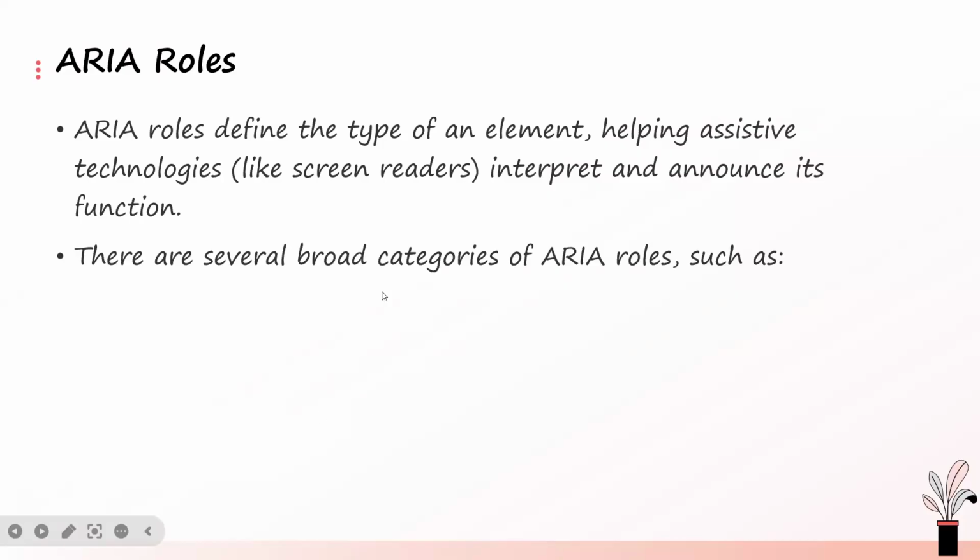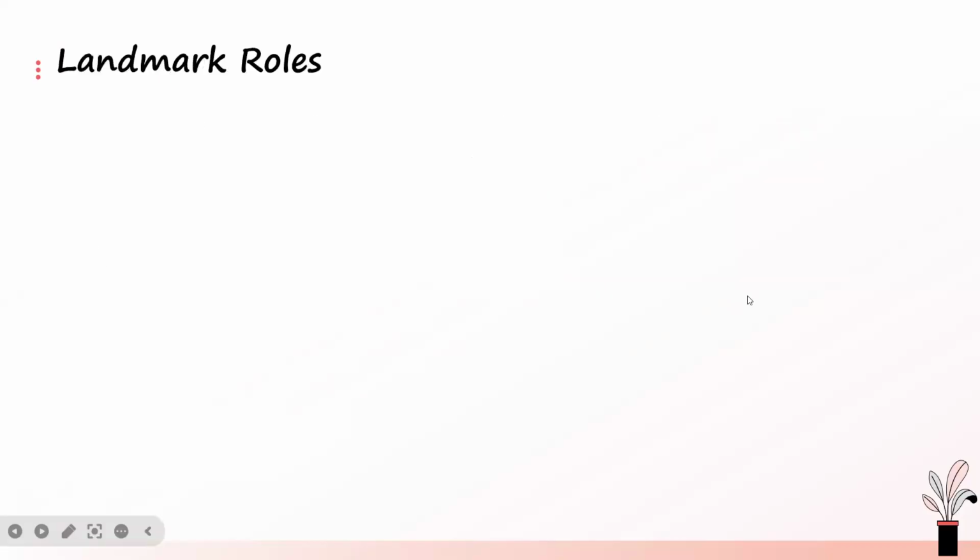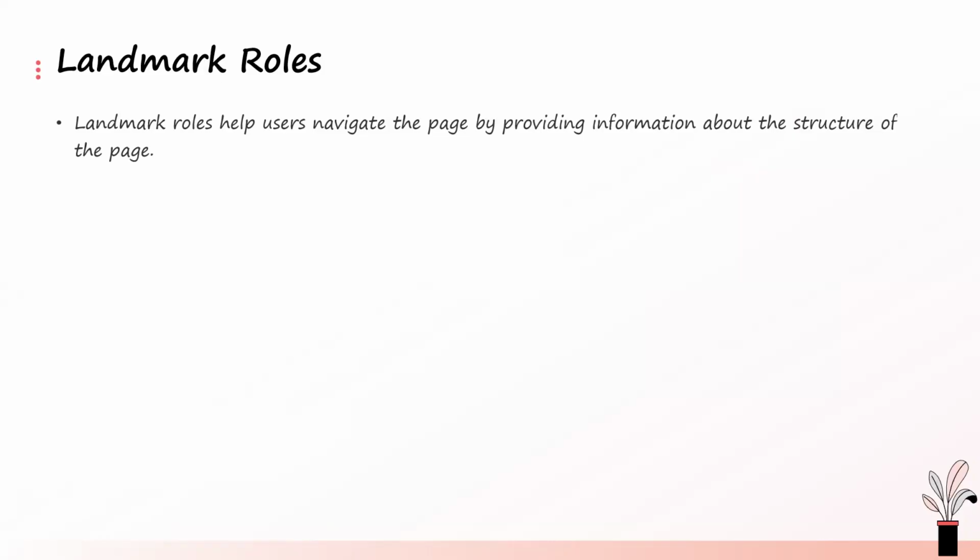There are several broad categories of ARIA roles, such as landmark roles. Now, these landmark roles help users navigate the page, providing information about the structure of the page. What landmark roles do basically is to let assistive technologies understand the structure of the page. Is it a header? Is it a footer? Is it a main? Something like that. Now, we have the role called banner. It represents the site header.